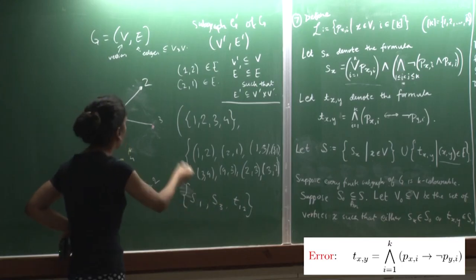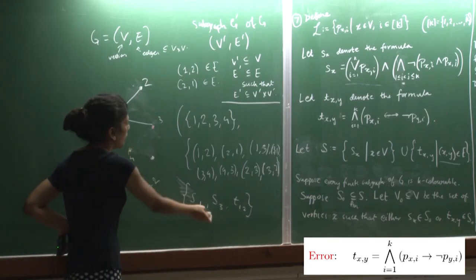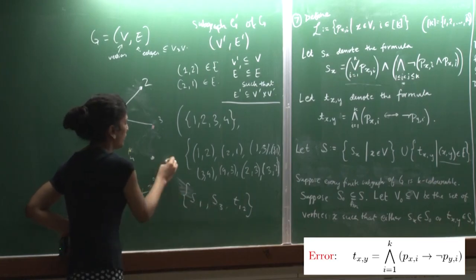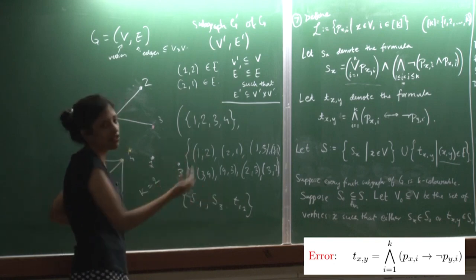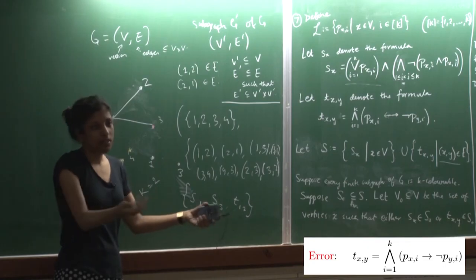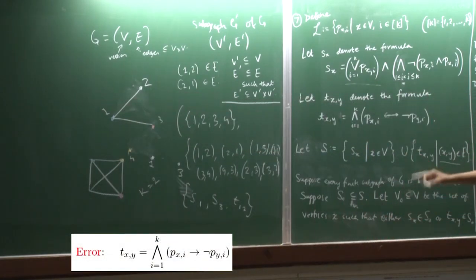For this to define a subgraph, if you want to draw a graph corresponding to this, you would have 1, you would have 3, and then suddenly you would want that edge that connects 1 and 2, but vertex 2 just does not exist, so what are you going to do about it? So you can't directly use compactness, you have to do a little bit of work.